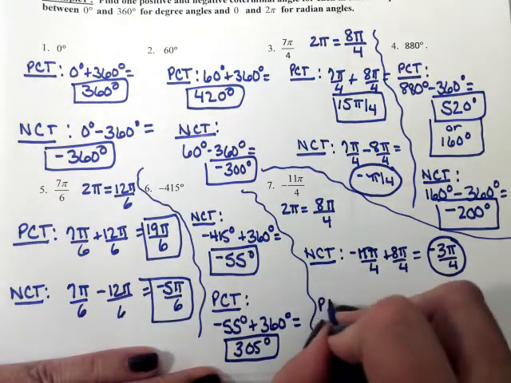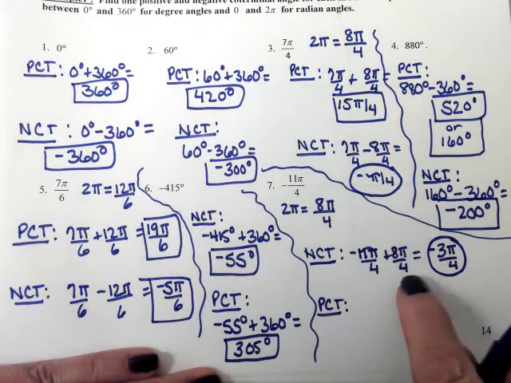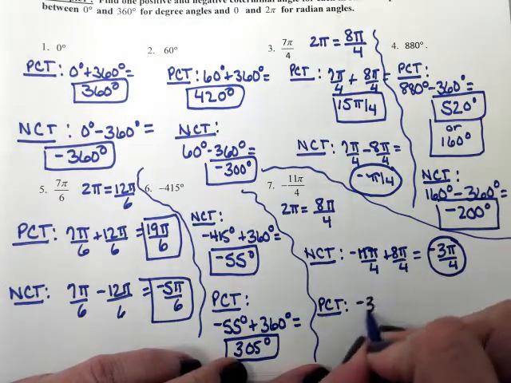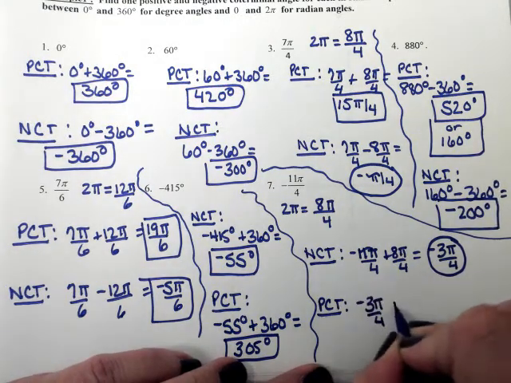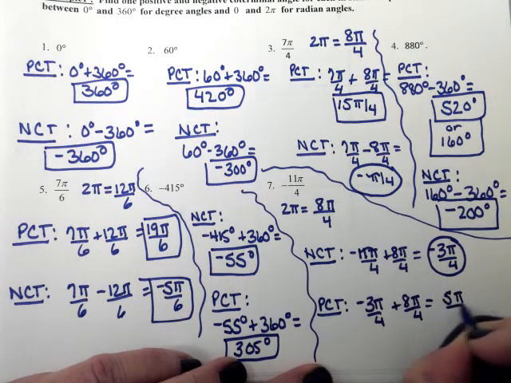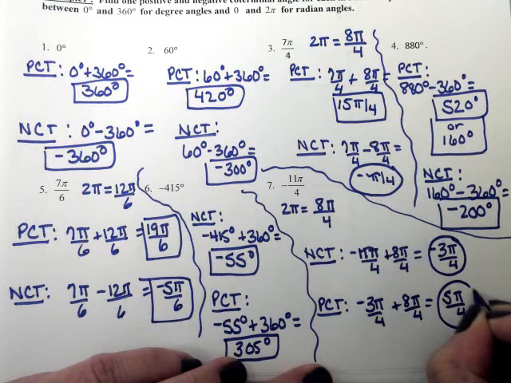My positive coterminal angle, notice I've already added 8 pi over 4. I still have a negative angle measurement. So I'm going to take negative 3 pi over 4 and add 8 pi over 4. So that's going to give me 5 pi over 4. So there's my positive coterminal angle.